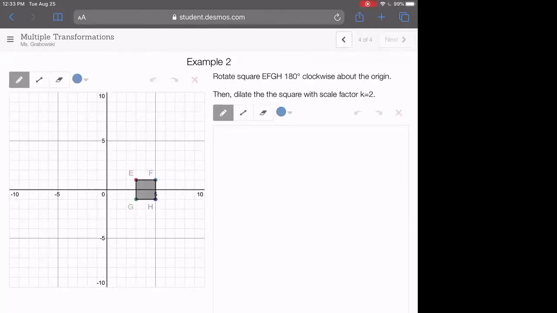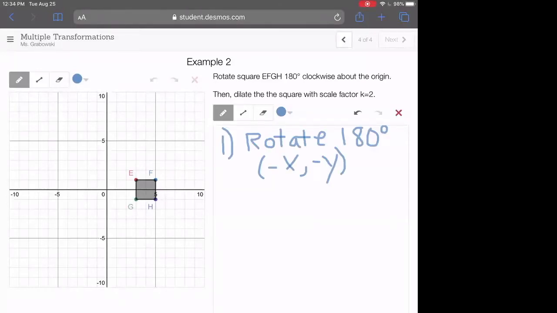Okay, so we saw an example where we translated and reflected an image. And so for this one, we are going to rotate square EFGH, which is drawn right here, 180 degrees clockwise about the origin. Then dilate the square with scale factor k equals 2. So the first step is going to be rotate 180 degrees counterclockwise about the origin. And so the rule for that, if you look back into your notes, we change x comma y, and it goes to negative x, negative y.